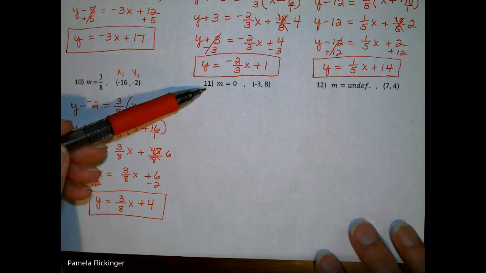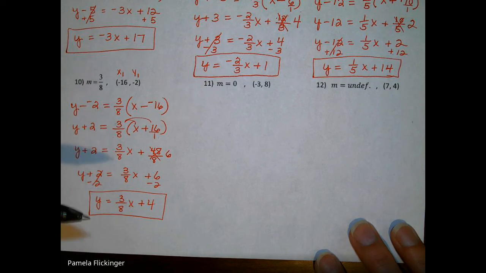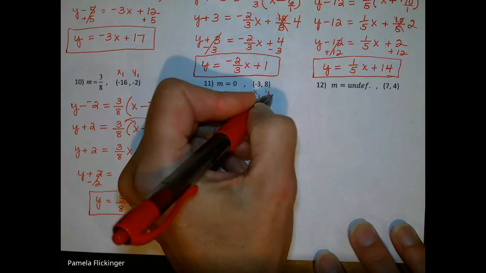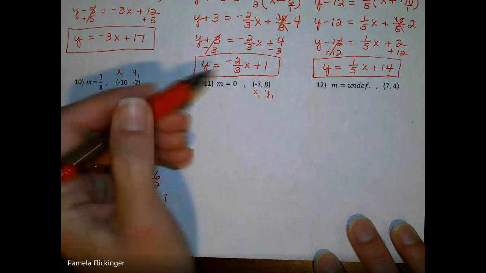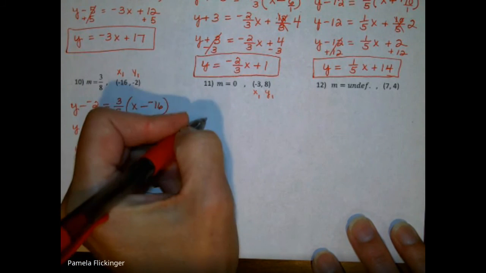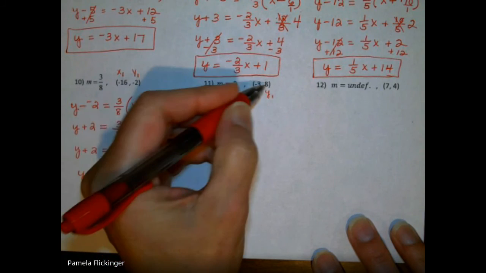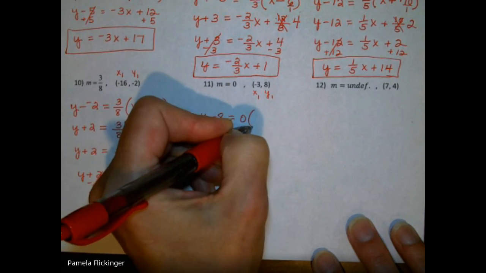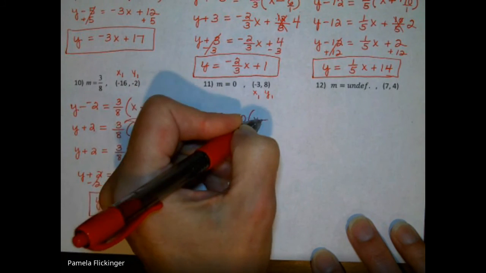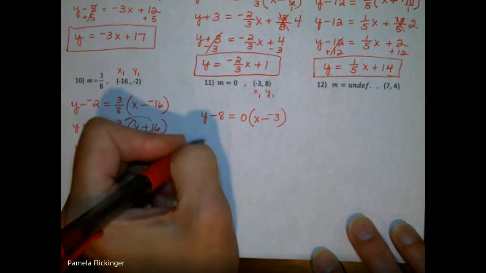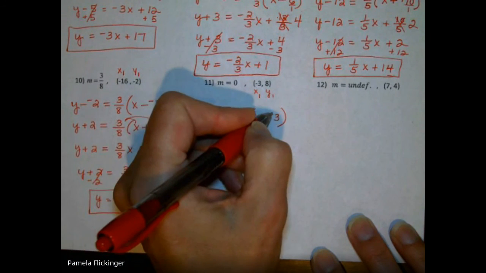All right, number 11, I've got a slope of 0, and then I'll label underneath the -3 is my x1 and 8 is my y1. I can substitute a 0 into my formula, all right? So I've got y minus, my y is 8, equals, so this will be 0 times, and then I'll have x minus a -3. All right, so this is really x plus 3.